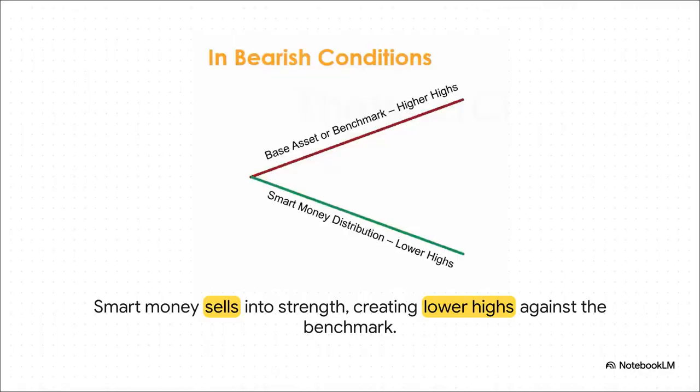And this visual here shows it perfectly. That red line, think of that as your benchmark, maybe the dollar pushing for the sky. But that green line, that's the real story. That's the institutions distributing or selling into that rally. Their selling pressure is so heavy that it creates these lower highs in the correlated assets because they just don't believe the move is real.